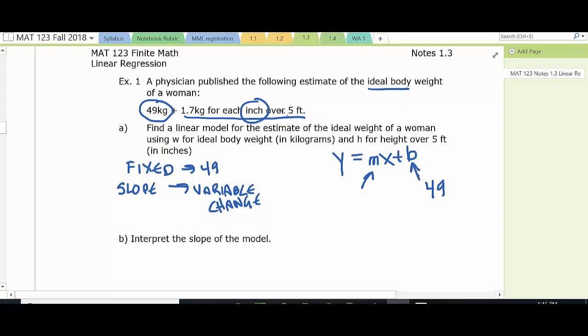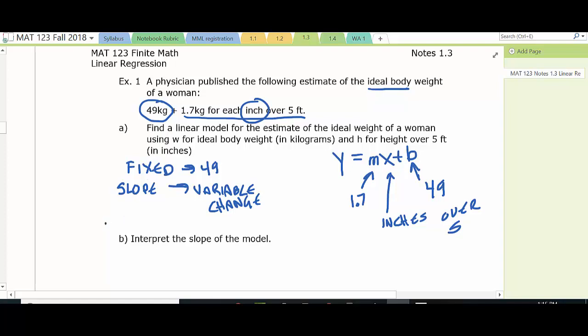Your variable on this is the variation: every time you add an inch over 5 feet, it's going to be 1.7 kilograms more. So what that x is representing is inches over 5 foot. Does that make any sense? That's usually the hardest part of the problem, getting this model built.